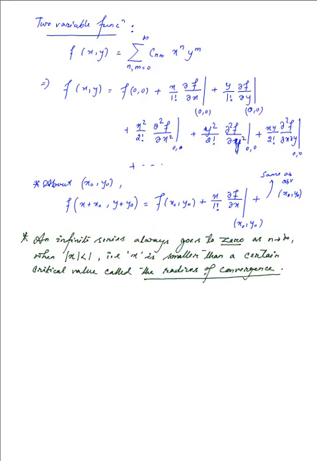Now, an important case to note down over here is that an infinite series always goes to 0 as n tends to infinity whenever the modulus of x is less than 1. That is, x is smaller than a certain critical value, which in turn is called the radius of convergence. Now we'll be considering the case where Taylor expansion doesn't really help us in determining a few values.